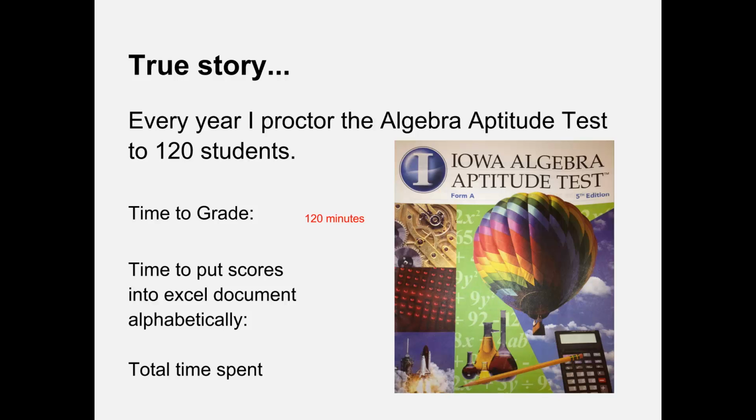Then I have to put all the scores into an Excel document that's labeled alphabetically, and it has all the students in the school. So that takes time to locate your student and put in their score, because as you know, they don't turn their assignments in alphabetically. So the total time that I spend on this every year is 3 hours. And it is what it is. It isn't a grade, but it does help ensure the proper placement, which is important.